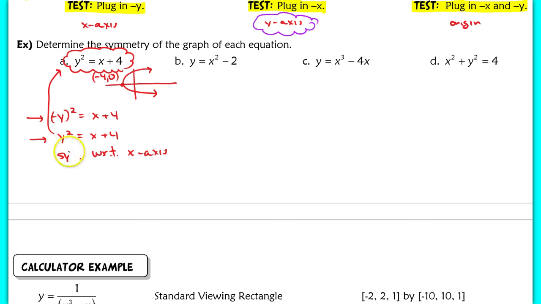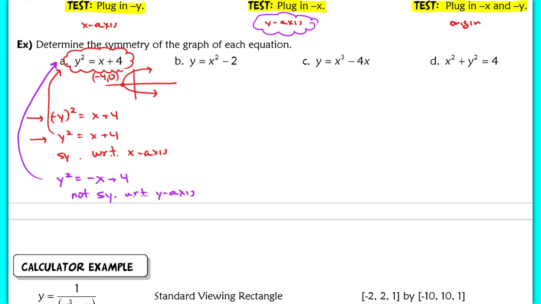We're going to plug in negative x back into that original equation. We have something that looks like that. Now, this is not the original equation, right? It does not result in the exact same equation. That's how we realize that this is not symmetric with respect to the y-axis.